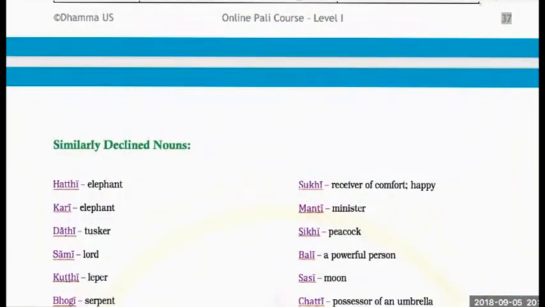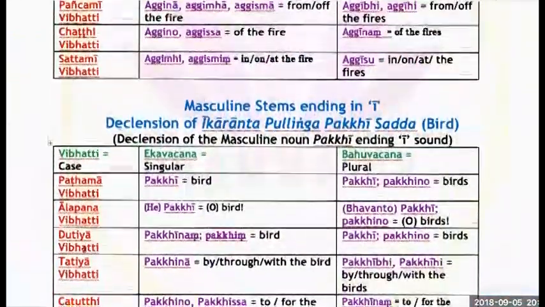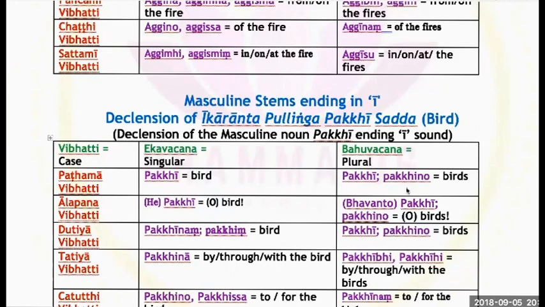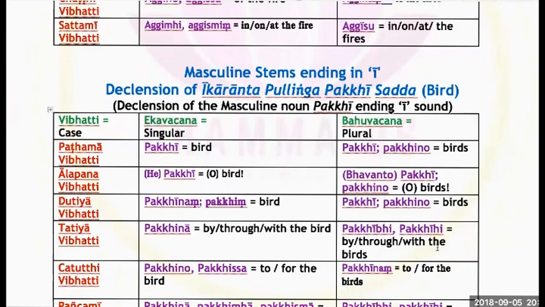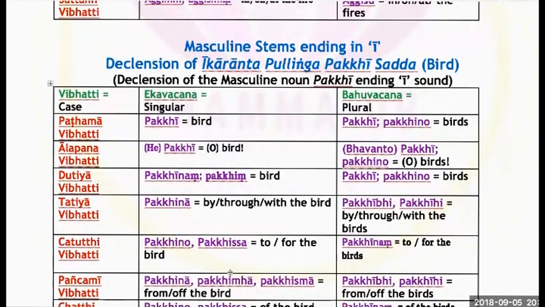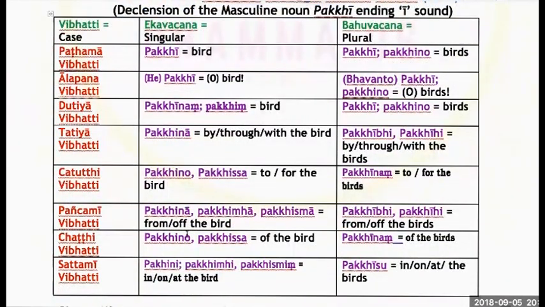Okay, dathi, dathino. He dathi, bhavanto dathi, dathino. Dathinang, dathing, dathi, dathino. Dathina, dathibhi, dathihi, dathino, dathis, dathinang. Dathina, dathimha, dathisma, dathibhi, dathihi, dathino, dathis, dathinang, dathini, dathimhi, dathismin, dathisu.